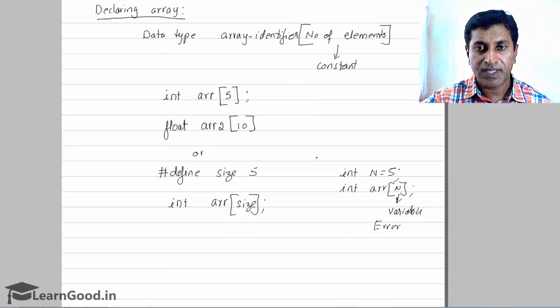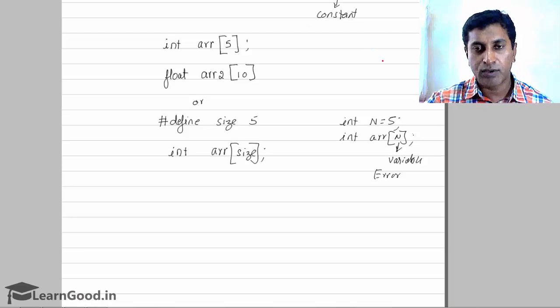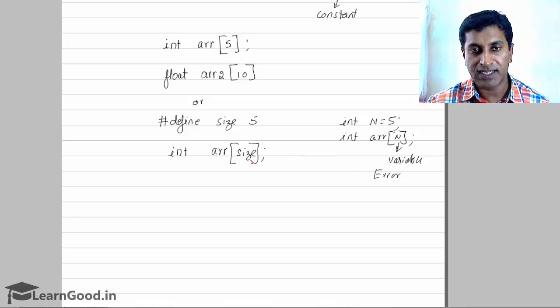In some compilers like Code::Blocks, that is in C++ compilers, it will also accept variables in the declaration. Not all compilers will accept. If you take Turbo C and all, it will give an error message if you take the size as a variable. Whereas in case of Code::Blocks, it will accept both the variable as well as the constant.